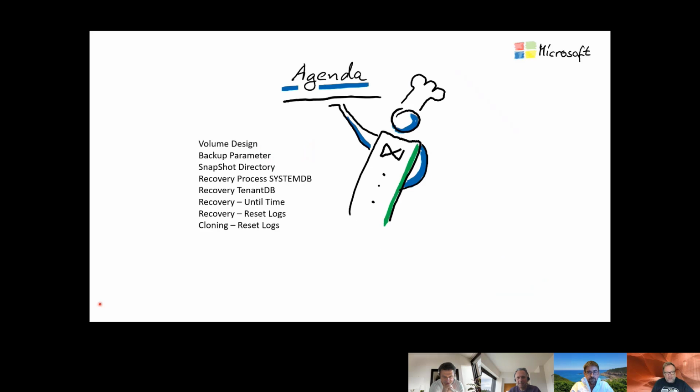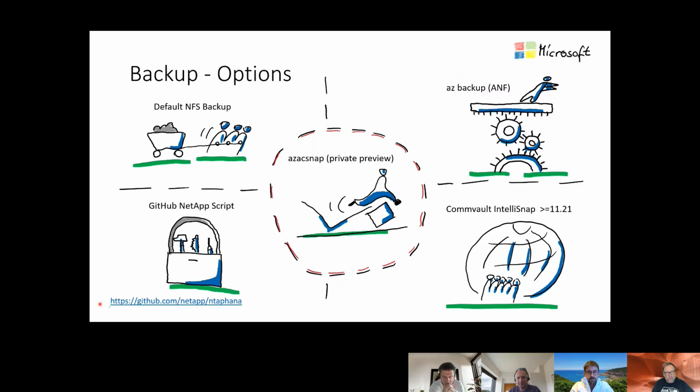Recovery and cloning. A little recap from the last time. Of course, when we talked about backup options, which tool can we use to back up or create a consistency state in your SAP HANA system? For example, AzAcSnap can be used, which this presentation is basically based on. We have other options like Commvault. IntelliSnap is able, from version 11.21, to be used with Azure NetApp Files. Azure Backup can be used not for a consistency point in HANA, but you can, for example, take a snapshot which was created by AzAcSnap and pull it off into the Azure Backup construct.